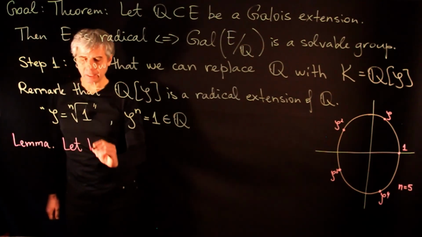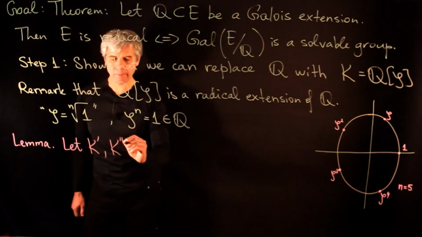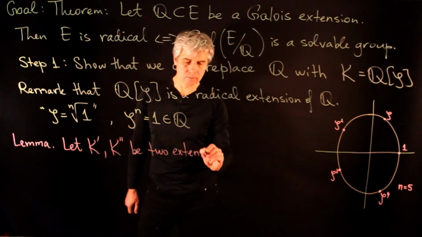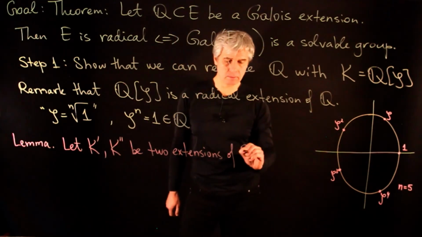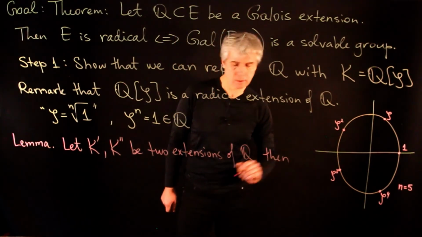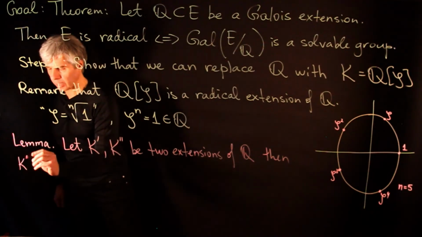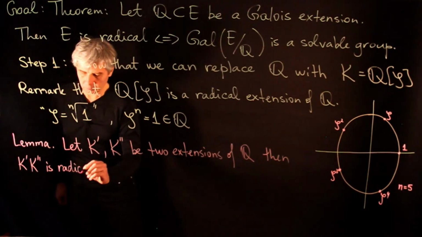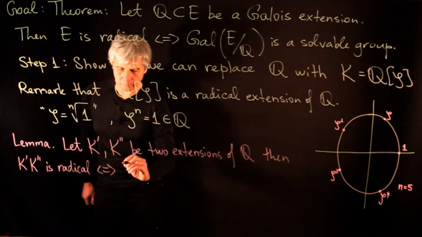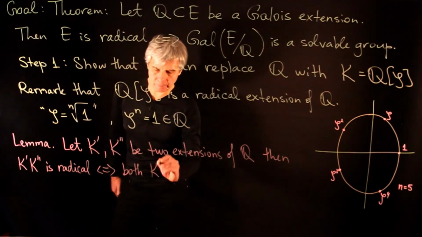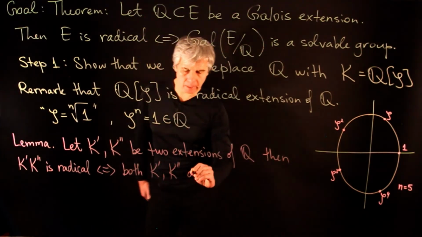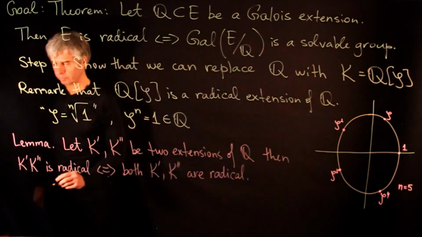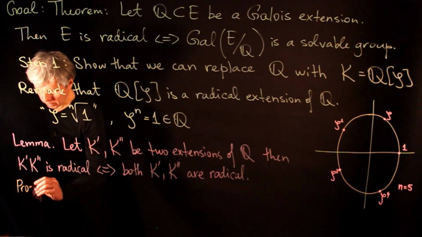Let K prime and K double prime be two extensions of Q. Then the product K prime times K double prime is radical if and only if both K prime and K double prime are radical. Now, the proof of this lemma is pretty obvious.